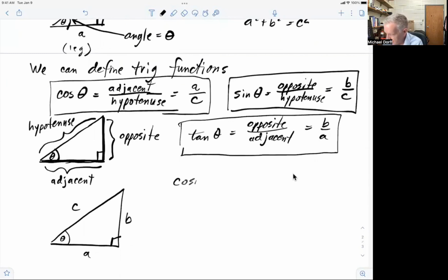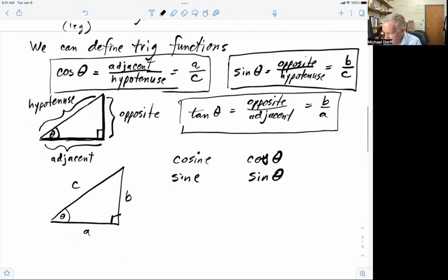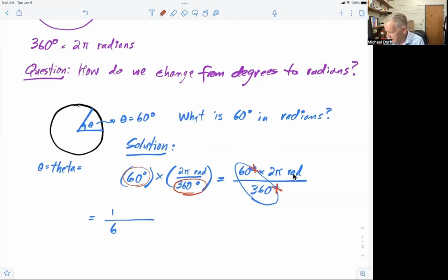And just for clarity's sake, cosine is written this way, but we also then talk about the cosine of an angle, and we just write it COS. The sine is written this way, and we write it as sine of theta. It doesn't mean sin, that's the abbreviation we use for it. Then the degrees cancel out.